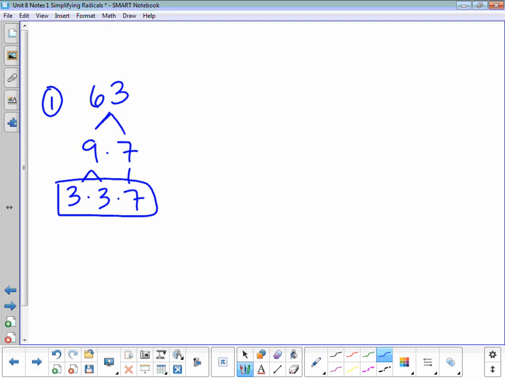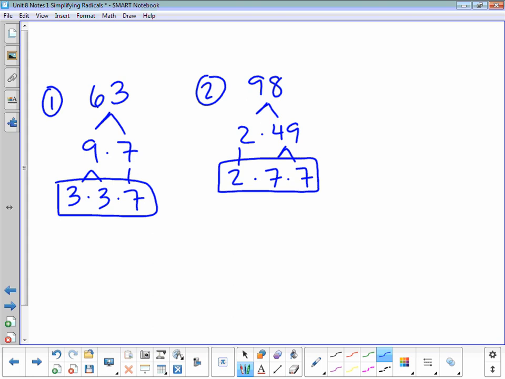If I look at number 2, 98, I'm going to break 98 into 2 times 49. 2 I can't break down anymore. 49 is the same thing as 7 times 7. And then the 7s I can't break down anymore, so that's my prime factorization list.